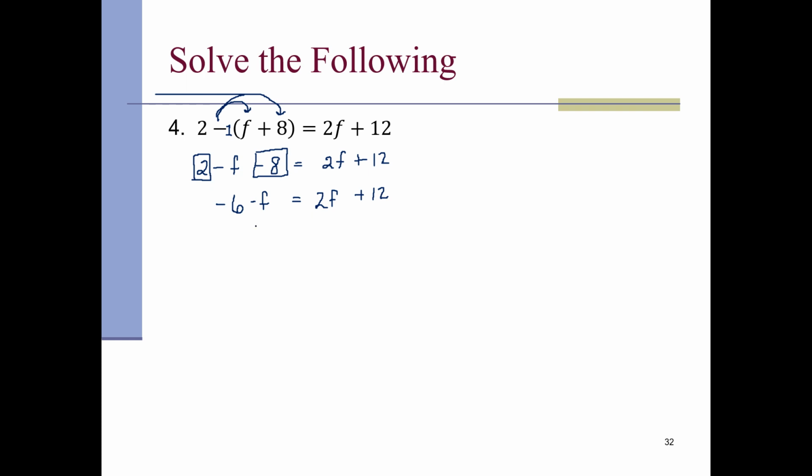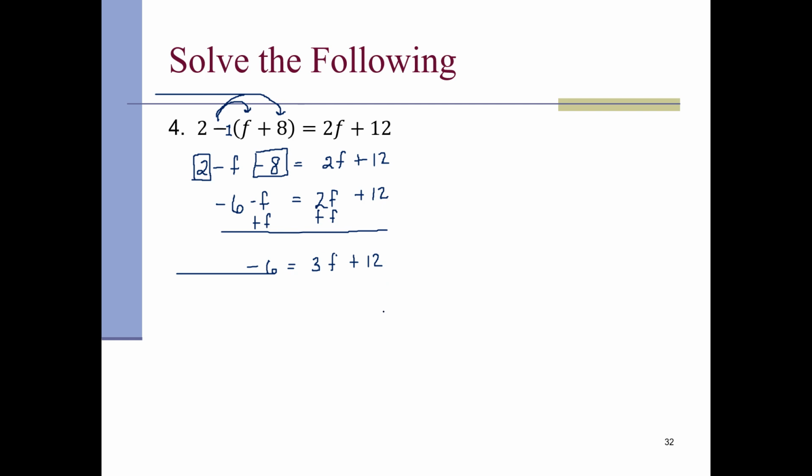The next step from our pre-lecture is to get the variable terms together. So I'm going to add f to both sides of my equation, lining it up where my other f term is. I now have negative 6 is equal to 3f plus 12.